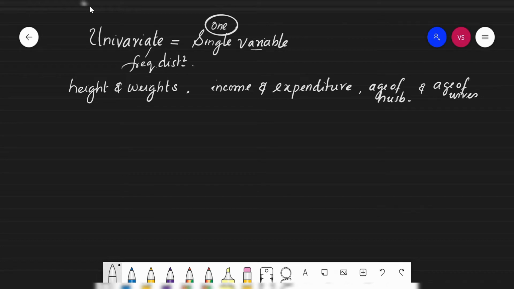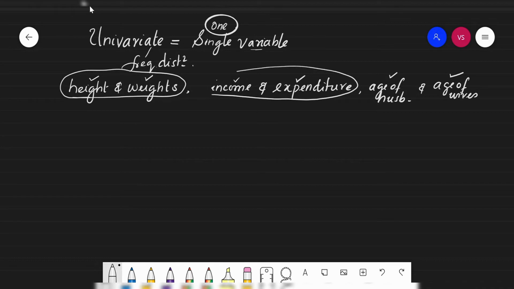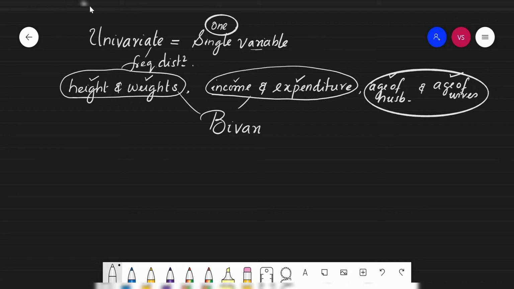Income is one variable, expenditure is another variable, age of husband is another variable, age of wife is one variable, height is one variable, weight is another variable. So when it is important for us to classify the data into two variables together like this, then we have to understand one concept which is called the bivariate frequency distribution, students. What is this bivariate frequency distribution?